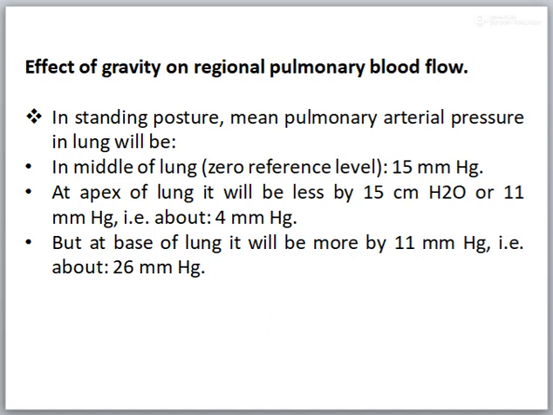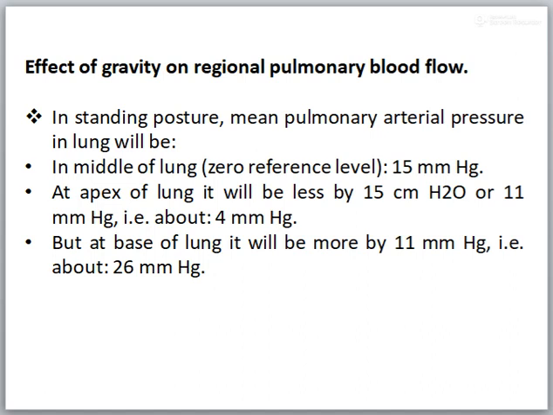Effect of gravity on regional pulmonary blood flow. In a normal adult in supine position, the mean arterial pressure is the same all over the lung. So all regions of the lung are uniformly perfused. In erect posture, gravity affects the regional distribution of the blood through the lung by altering the pulmonary vasculature pressure due to hydrostatic pressure effect.